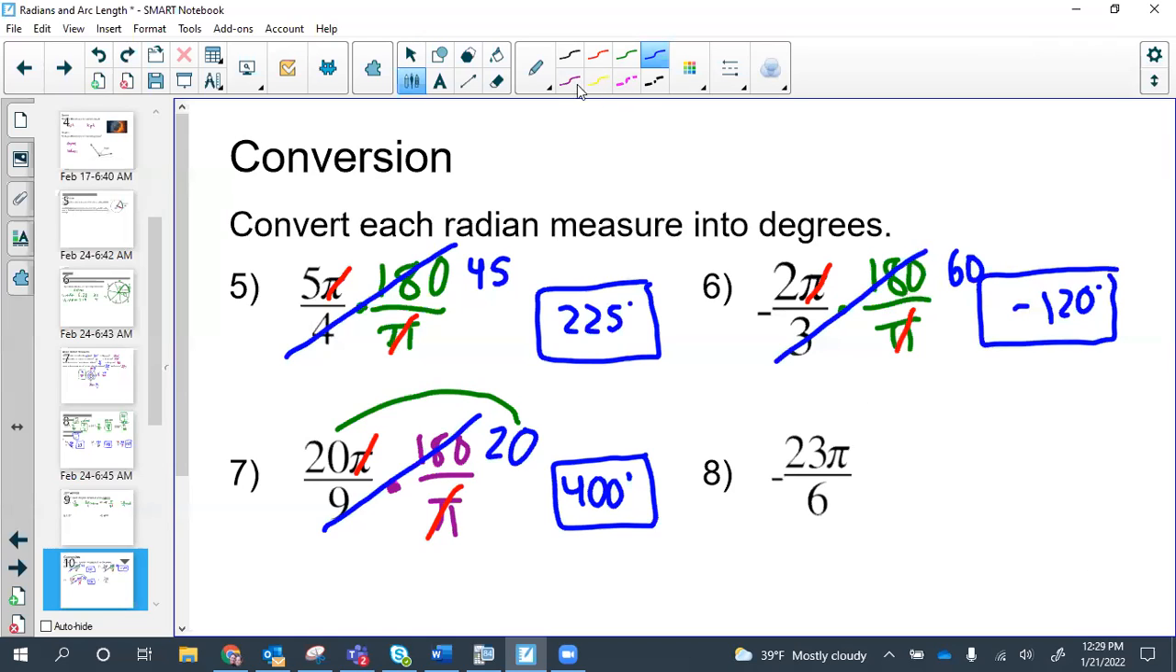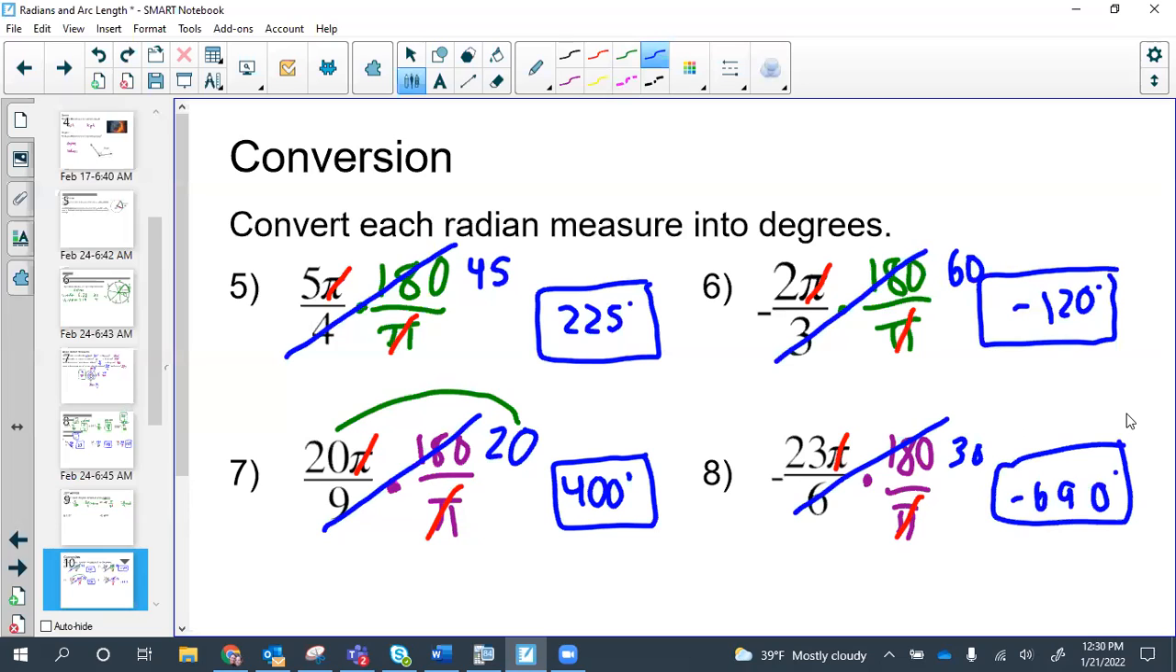While we're at it, let's just do this other one too. So I'm going to times that by 180 over pi. We can do the same thing where we cross out the pi. In this case, 180 over 6, that's going to be 30. So I'm just going to be timesing negative 23 by 30, which is going to be negative 690. Is that what anyone got? Yeah, I got that. Awesome. Okay, there you go. That was 7 and 8.